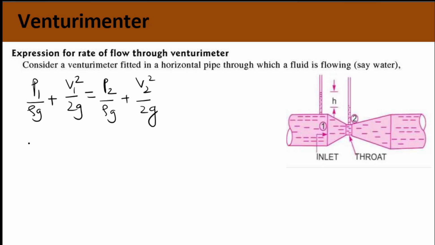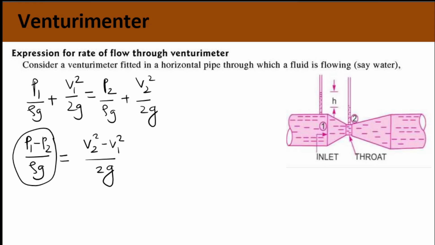Now rewriting this equation, (P1 minus P2) upon rho g can be written as (V2 square minus V1 square) upon 2g. Here, this term (P1 minus P2) upon rho g is the difference of pressure head at section 1 and 2. Now if a differential manometer is attached over here, then this term can be written as H. So that term can be found out by the analysis of the differential manometer.